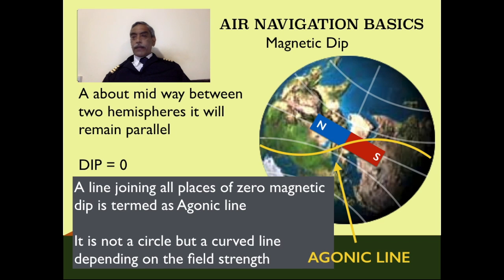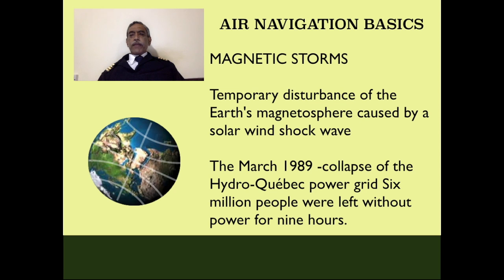And of course, it depends on the field strength and position. The zero agonic line is just one line, which will not be representing any other hemisphere. It's not going to be zero. I'm sure you appreciate that, because the fields are not going to be equal either way. We need to be very careful about this Earth's magnetic flux and its measurement.